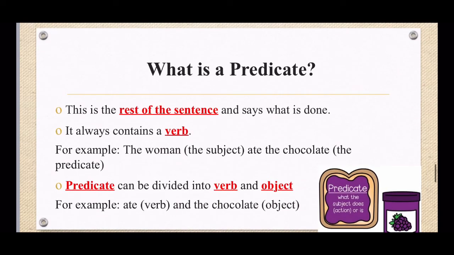Then what is a predicate? This is the rest of the sentence and says what is done. And remember, it always contains a verb. Let's look at another example. The woman, which we know is the subject, ate the chocolate, and that is the predicate, which is the rest of the sentence. Predicates can be divided into a verb and an object. For example, ate is the verb, which we know is a doing word, you're eating, and the chocolate is an object, which is something we can physically see and touch.